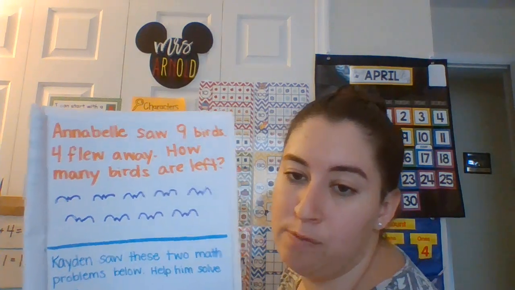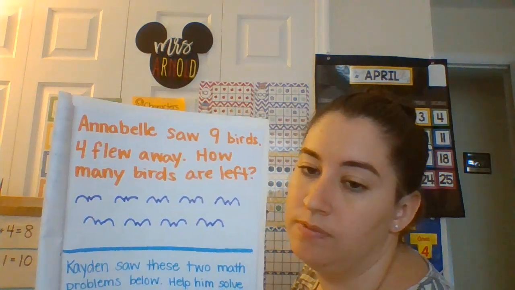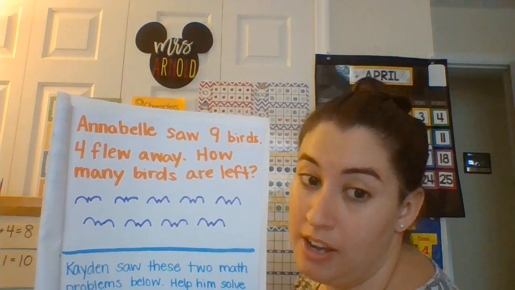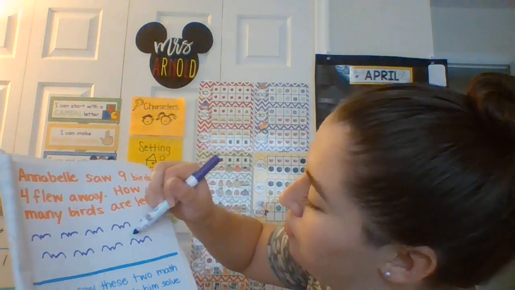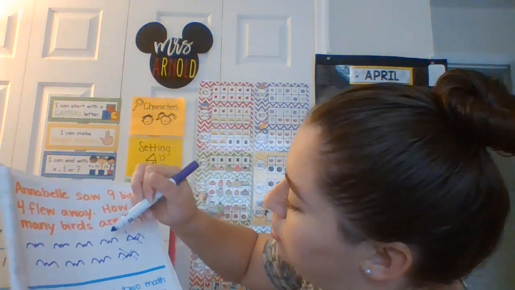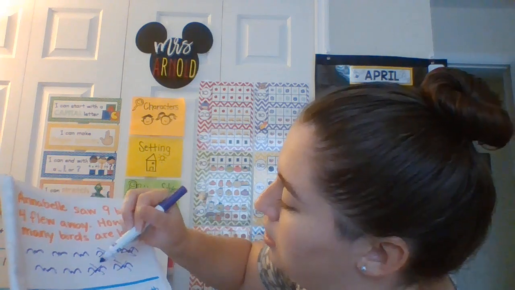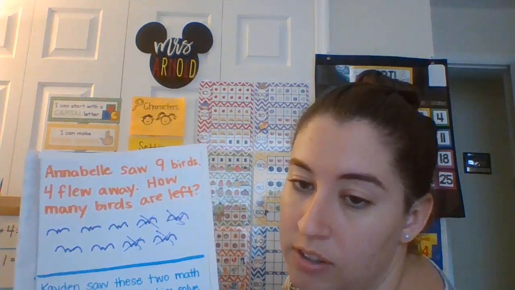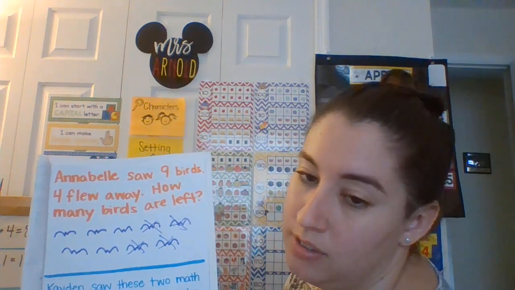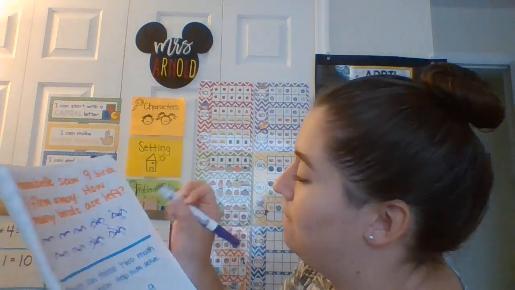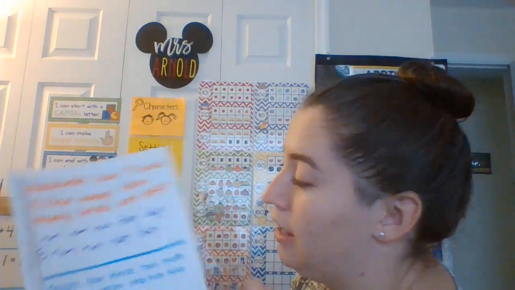Then 4 of them flew away. So what should I do? I should cross out 4 of them. Great job. 1, 2, 3, 4. How many birds are left? 5 birds are left. Great job.